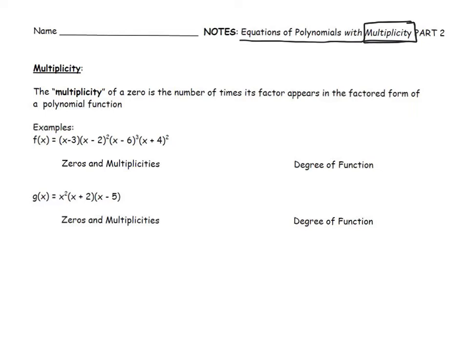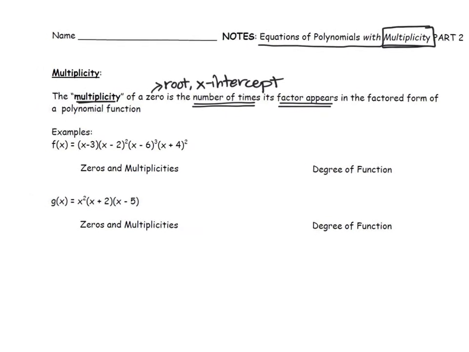So multiplicity, as described right here, the multiplicity of a zero, remember a zero is a root or an x-intercept, is the number of times that its factor appears in the factored form of a polynomial. So it's the number of times its factor appears. So let's look at a couple examples.